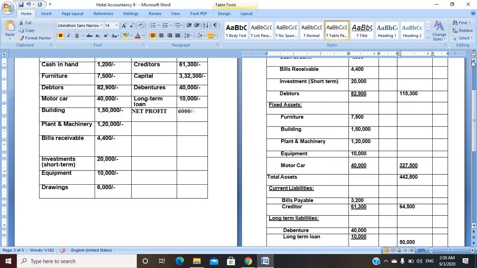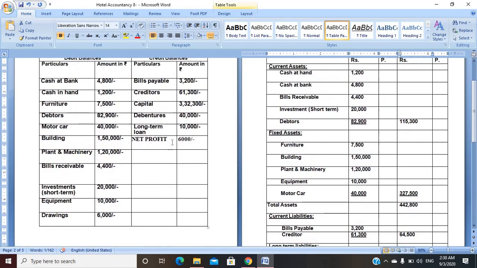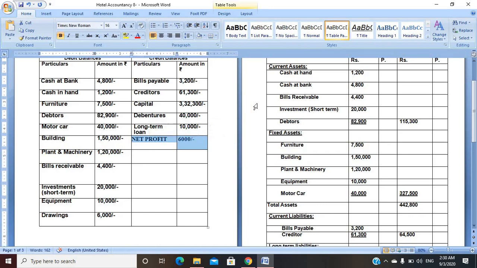Net profit is not mentioned, so I just mention here the net profit amount, 6,000. It has been miswritten, so kindly take care.